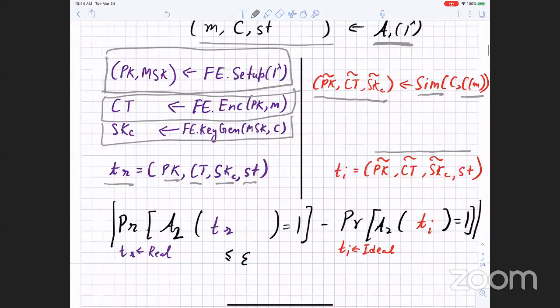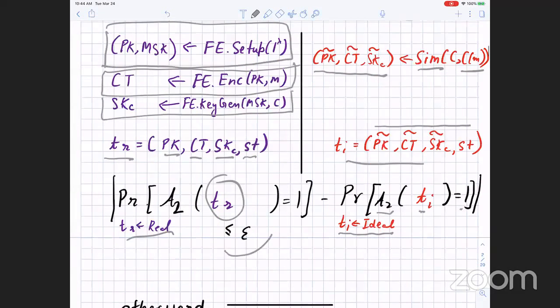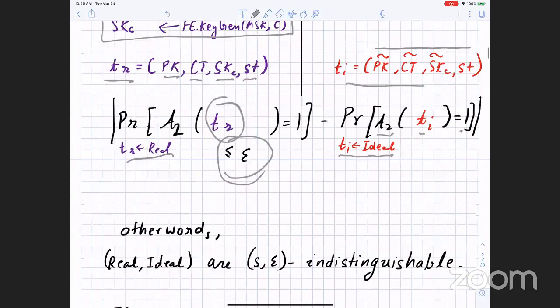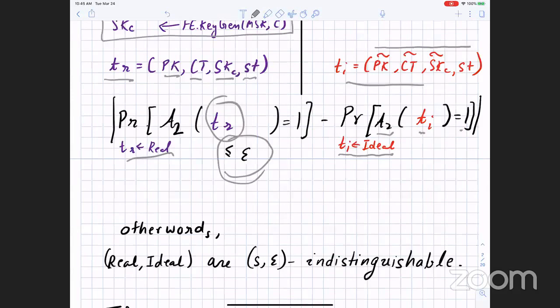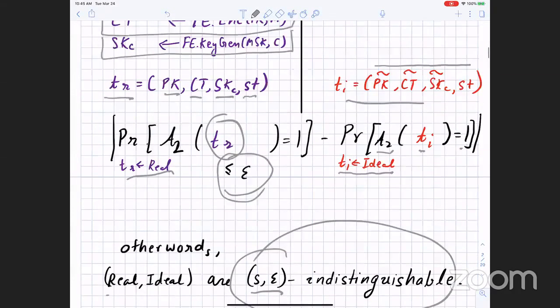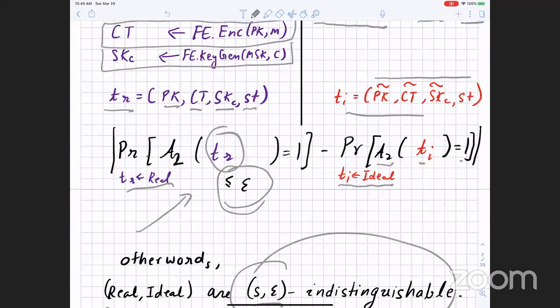Now, when we say that the scheme is S epsilon indistinguishable, we really mean that the probability that adversary A2 takes in a tuple R, sampled from the real distribution, and outputs 1, minus the probability that adversary A2 takes in the tuple I generated from the ideal distribution, and outputs 1, this difference is bounded by epsilon. So that's really the S epsilon security notion. For brevity, I will just say that real and ideal are S epsilon indistinguishable. I'll come back to this notation very often. By S epsilon indistinguishability, I mean that the two distributions satisfy an equation like this, meaning that for all adversaries A of size S, these two distributions have an advantage bounded by epsilon.